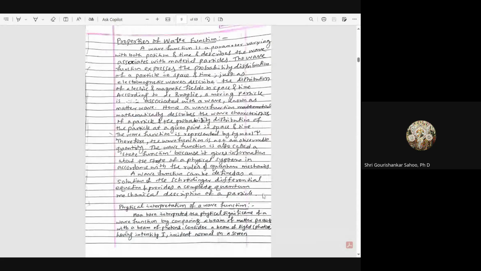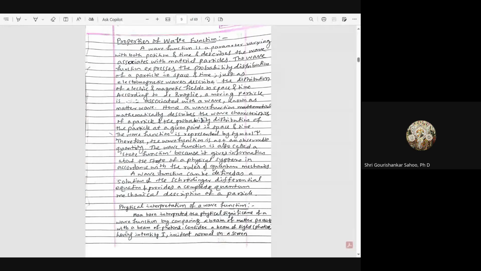Then the properties of wave function. So a wave function is a parameter varying with both position and time. It has an x or r dependency and a t dependency, and describes the wave associated with a material particle as proposed by de Broglie. The wave function expresses the probability distribution of a particle in space and time, just as an electromagnetic wave describes the distribution of electric and magnetic fields in space and time.